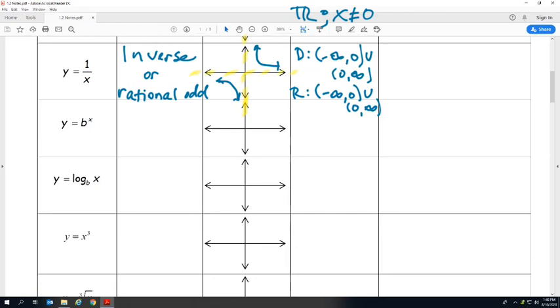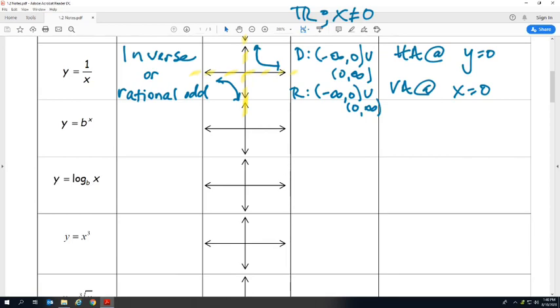Okay, so a critical attribute is the fact that you have a horizontal asymptote on the x-axis. That equation would be y equals 0. You also have a vertical asymptote on the y-axis, and that equation is x equals 0.